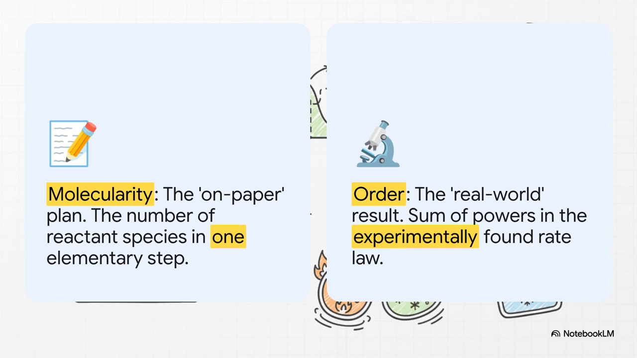It's the theoretical number of molecules that are supposed to bump into each other in one step of the reaction. But the order, that's the real-world result. It's what you actually measure in the lab, the real impact that concentration has on the speed.